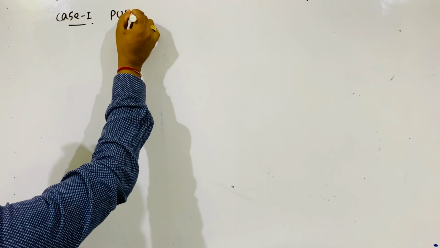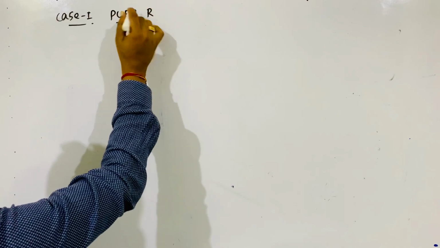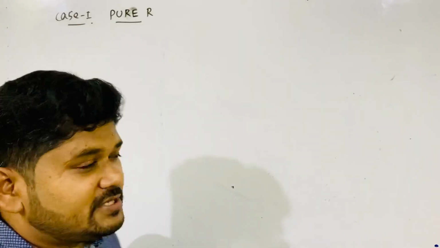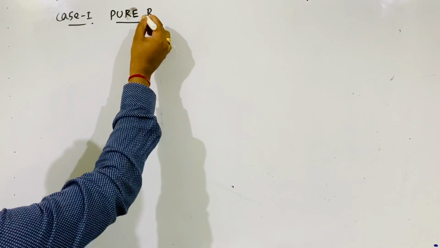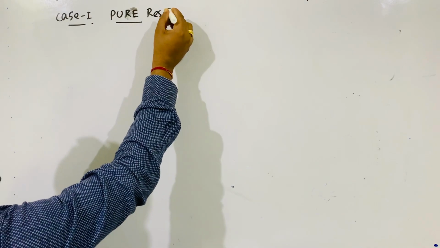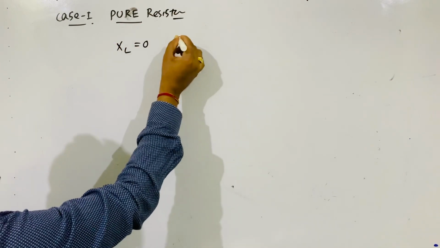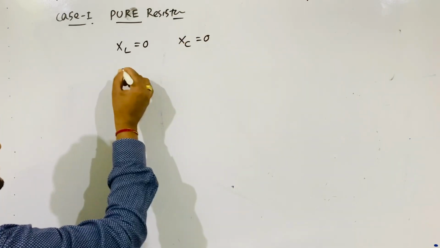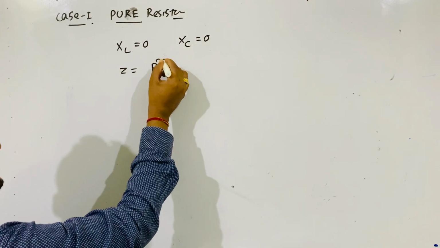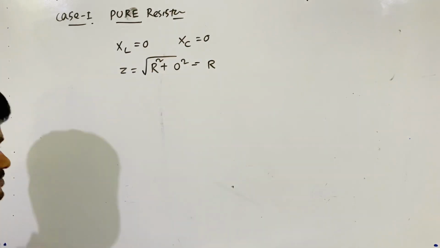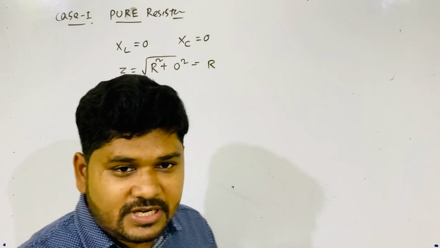Pure resistive circuit. Now let's see. In a pure resistive circuit, there is no inductor and no capacitor. What is the value of Z? The square root of R square plus 0 square. So this is only R. Got it? Directly we got it.